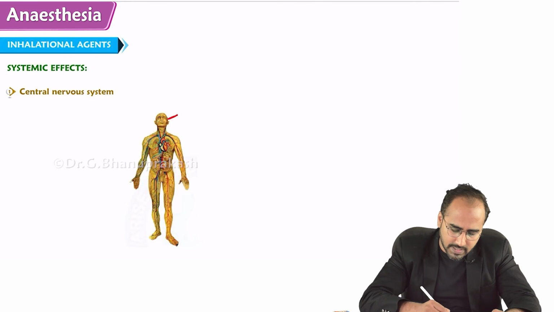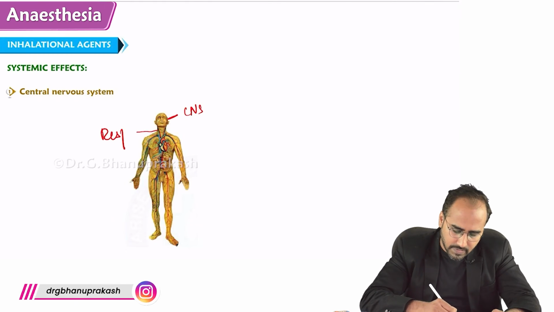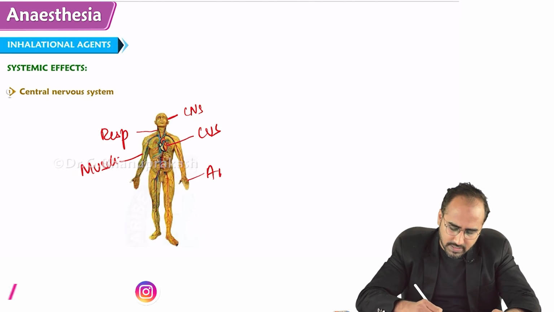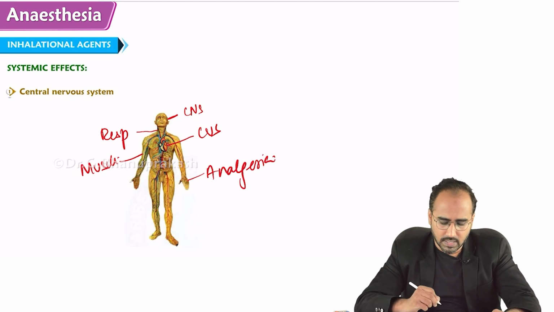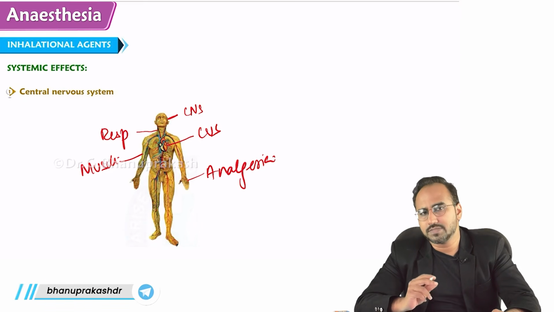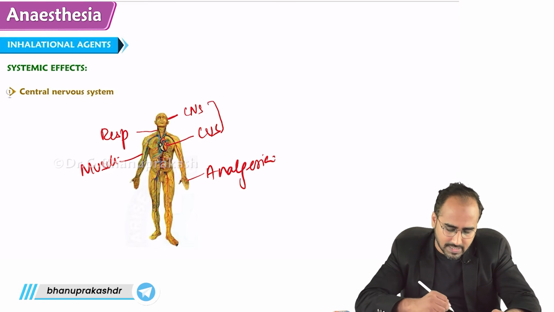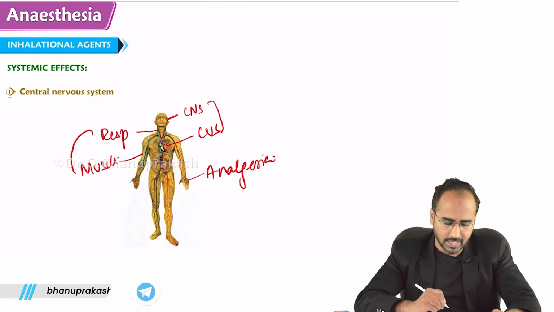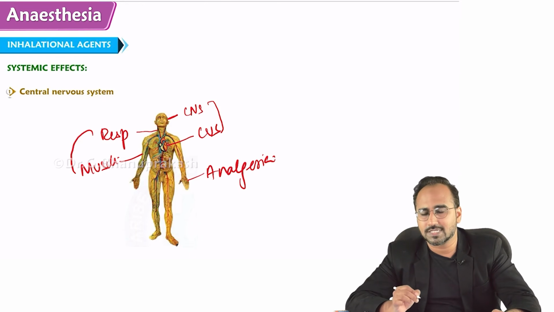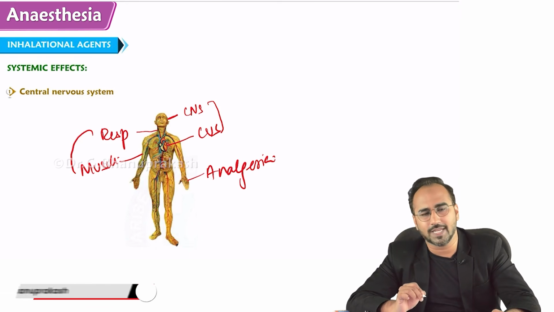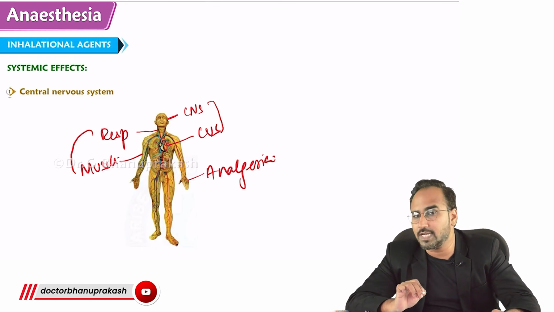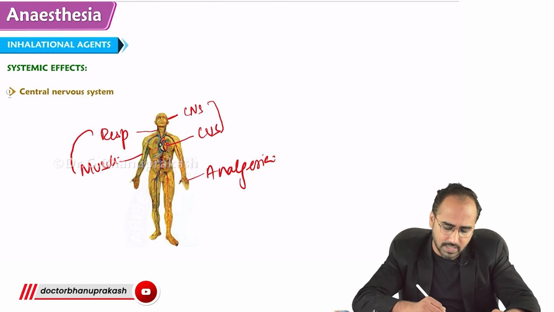We need to cover the CNS, the respiratory system, the CVS, the muscle, and the last system is analgesia. Systems top to bottom. First CNS, right? Remember, two systems on this side, two systems on this side. First, what we need to remember, guys, is the summary of the inhalational agents' effect on various systems. I'll teach you in that manner only.